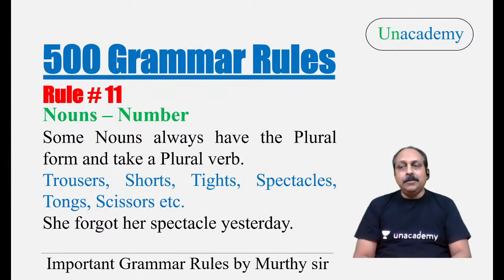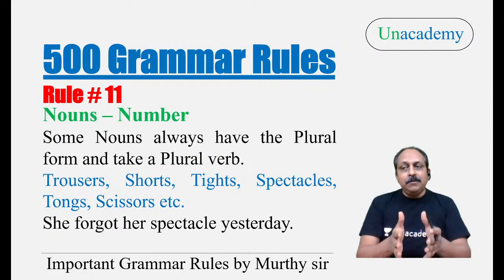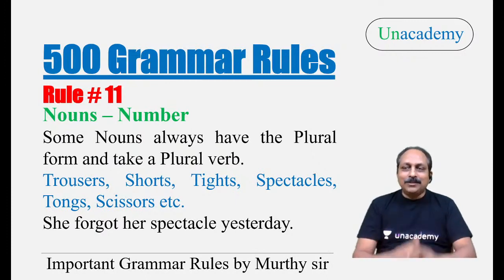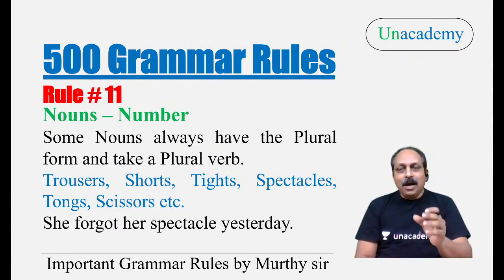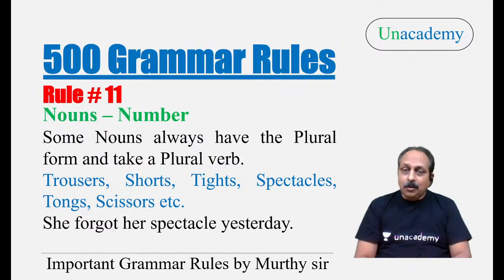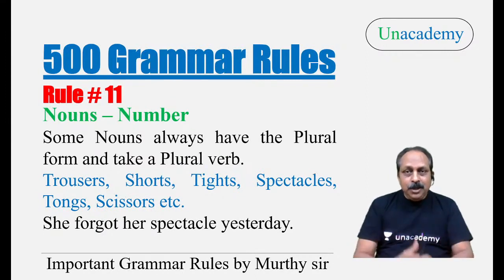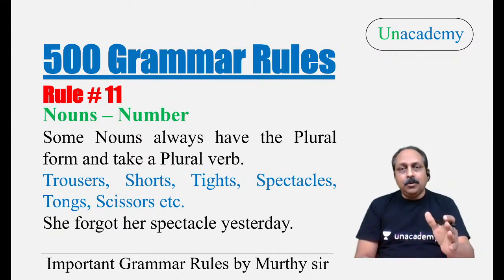Now, rule number 11. Again, a lot of people say it incorrectly. How do you pronounce that number? Eleven. Don't think the master is not good at English. Rule number 11: some nouns always have the plural form and take a plural verb. They don't have a singular form, always a plural form, and they always take a plural verb.